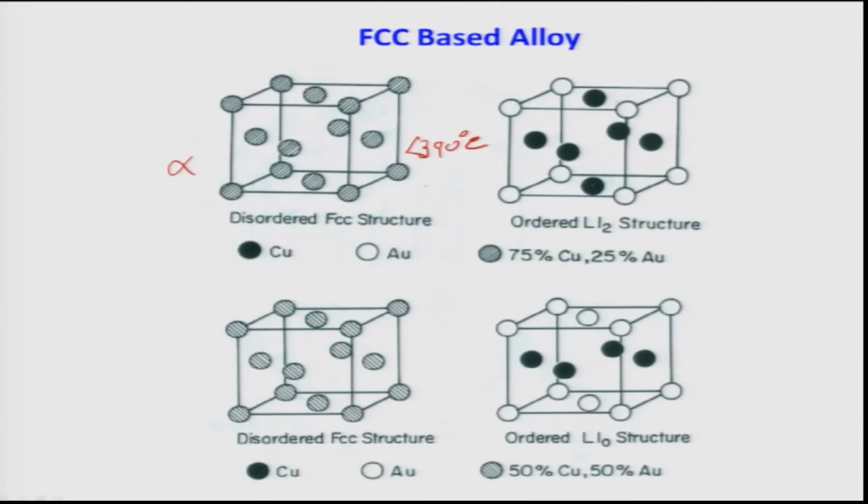As you see here, the copper atoms go to the face center positions, the 6 face center positions are occupied by copper atoms, and the 8 corner positions are occupied by gold atoms. And as you know, in an FCC unit cell, the corner atoms are shared with 8 other unit cells, therefore 8 gold atoms actually contribute 1 atom to the unit cell, and 6 copper atoms contribute 3 atoms to the unit cell.